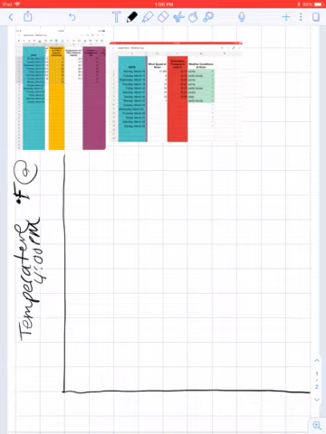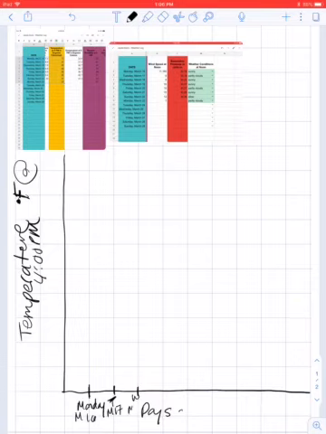All right, so that's where I'm going to graph my temperature. On the x-axis here, this is going to be days. I'm starting with Monday, March 16th. So this is how you're going to set up your graph. Monday, March 16th. My next day is Tuesday. I'm going to put T. Tuesday, March 17th. Wednesday, March 18th. Thursday, you can put TR if you want. March 19th. And so on.